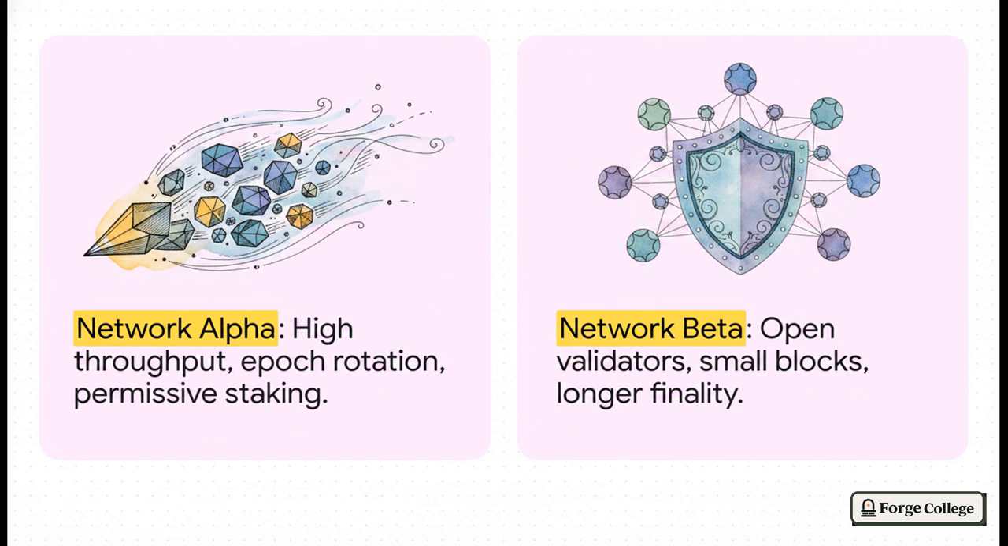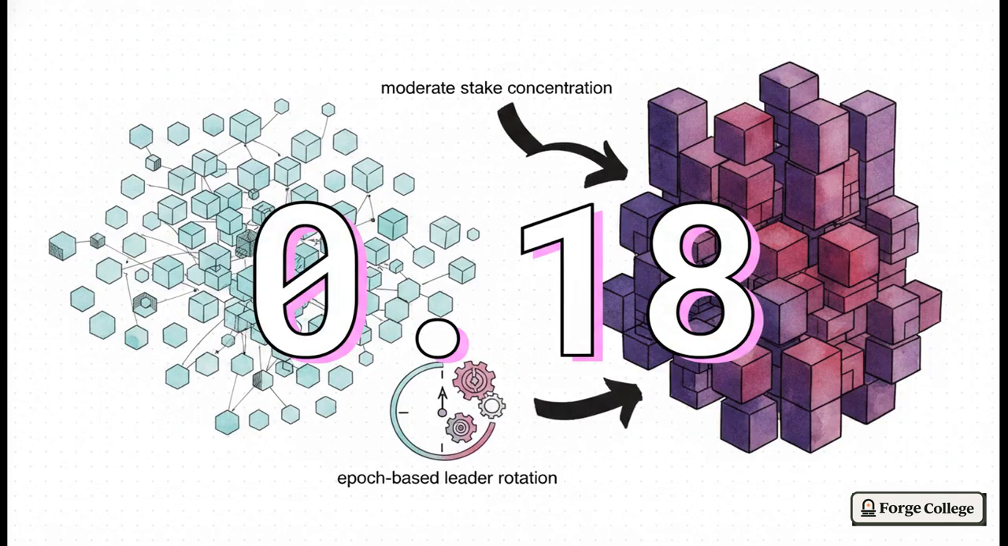On the right, we have network beta. Beta is the absolute champion of open participation. It features open validators, smaller blocks, and a much longer finality window. So let's look at the actual metrics we extracted. 0.18. Okay, so this is network alpha's HHI score. And in the world of conventional index scales, this signals moderate state concentration.